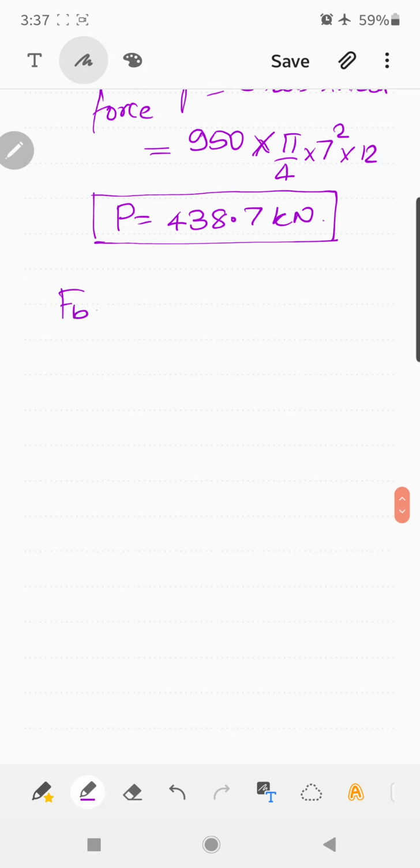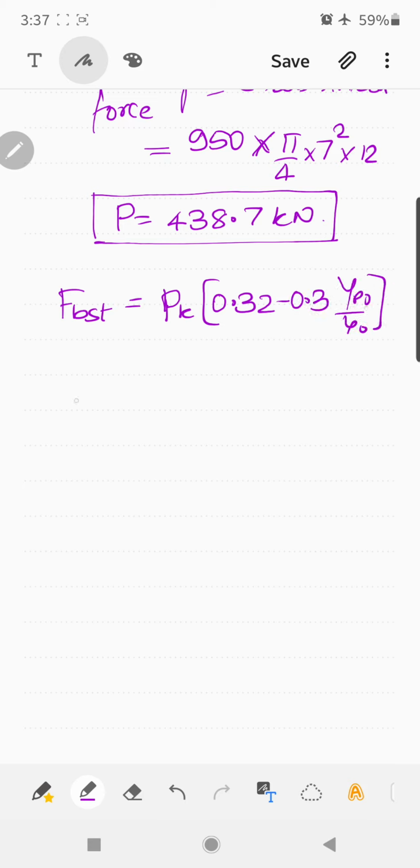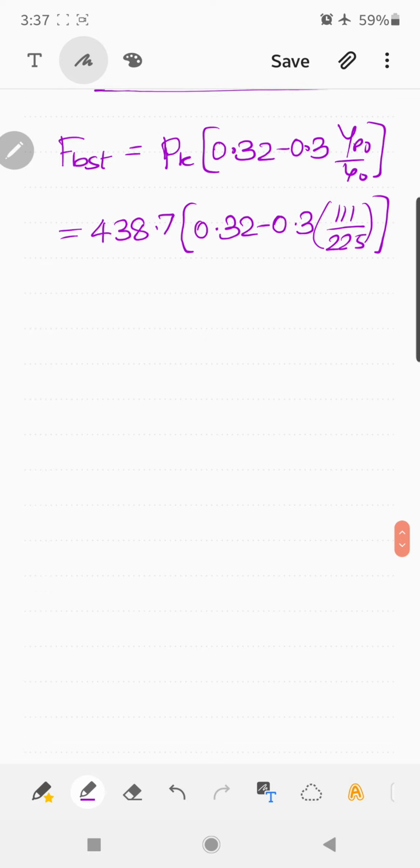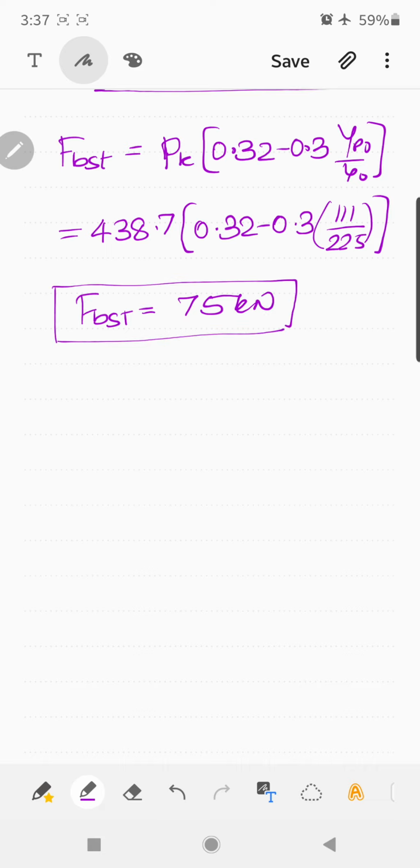Now your FBST is Pk into the bracket. The equation as per IS Code is 0.32 minus 0.3 yp naught by y naught. So substituting the values, 0.32 minus 0.3 into yp naught 111, y naught 225. So your FBST value will be 75 kilonewton. So this is the bursting tension force FBST.